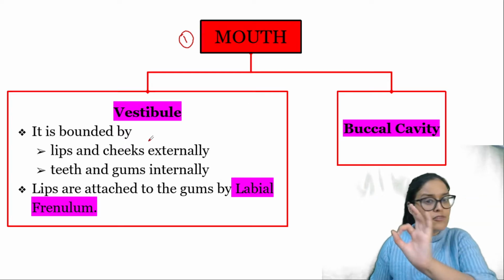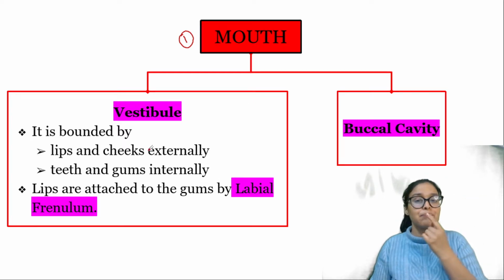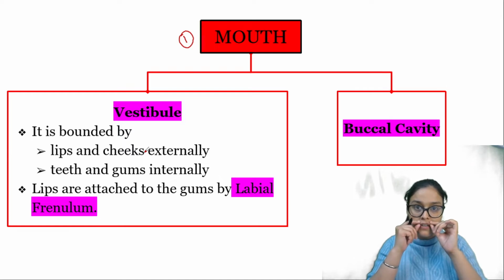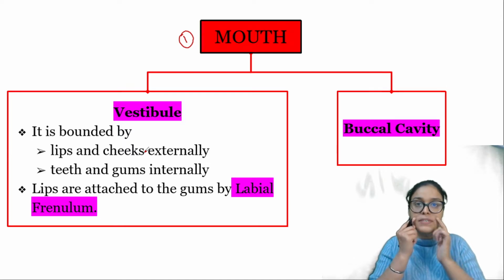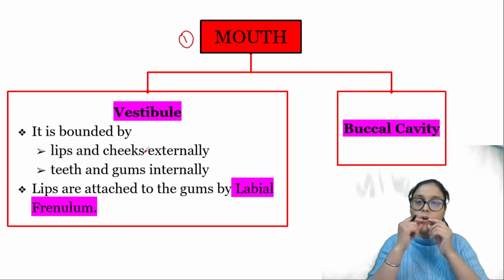Now you will ask me, what is the vestibule? So the vestibule is very simple. You know what it is? Your lips and your cheeks. Lips and cheeks externally, teeth and gums internally, bounding a space.